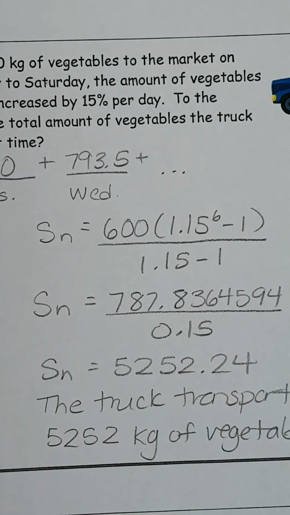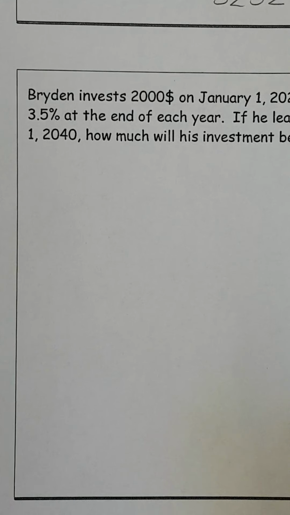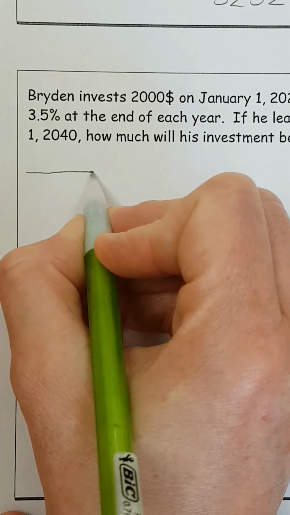There we go. And the last one for this, and then I think we're just down to one more lesson. Bryden invests $2,000 on January 1st, 2020. His investments earn 3.5% at the end of each year. If he leaves the money until January 1st, 2040, how much will his investment be worth? This is another one where, of course, you can tell that we're dealing with lots of years. But remember, he won't earn any money until the end of the first year. And this isn't the sum.